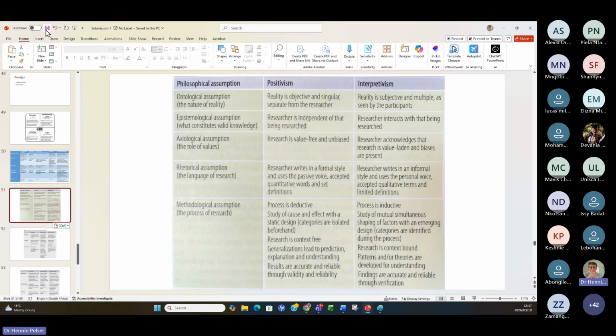This is my best slide on this. Independent of what is being researched, so essentially a set of laws, and the fact that the researcher interacts with what is being researched. There is some subjectivity. Axiology, in terms of the role of values, here we have no value. It's value free, it's unbiased, and that's why we use stats and numbers. Here, there are lots of biases, and we account for our biases in the research.